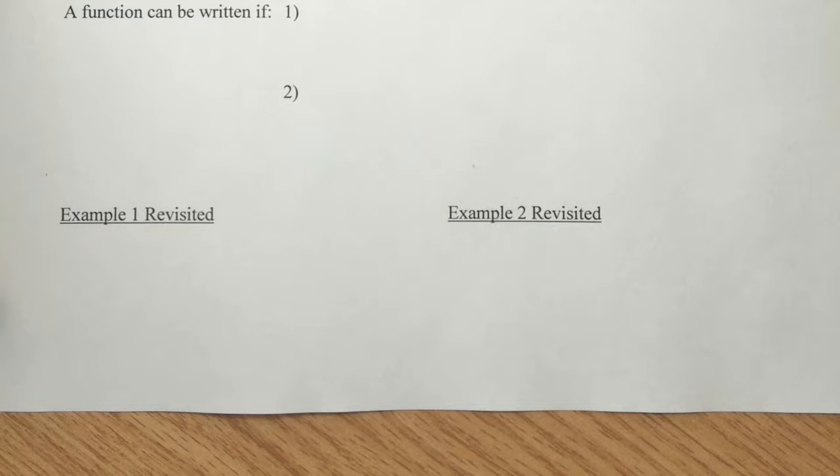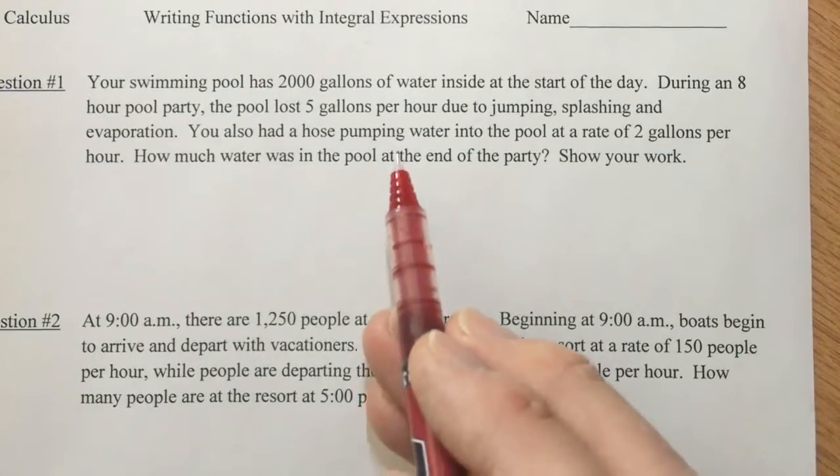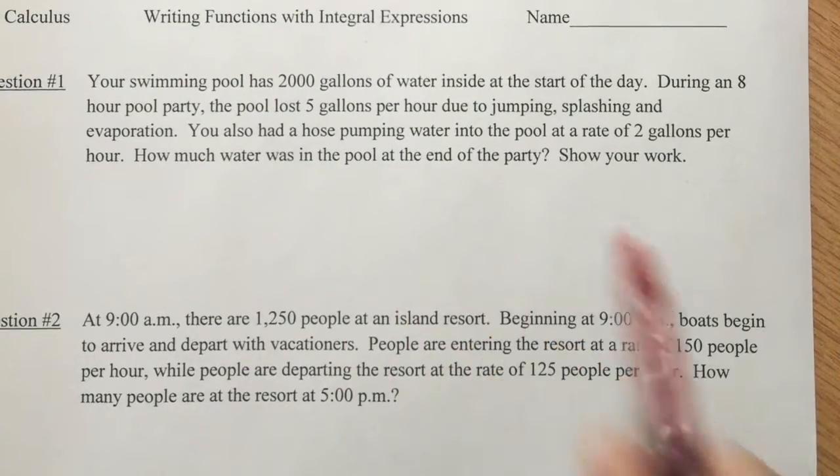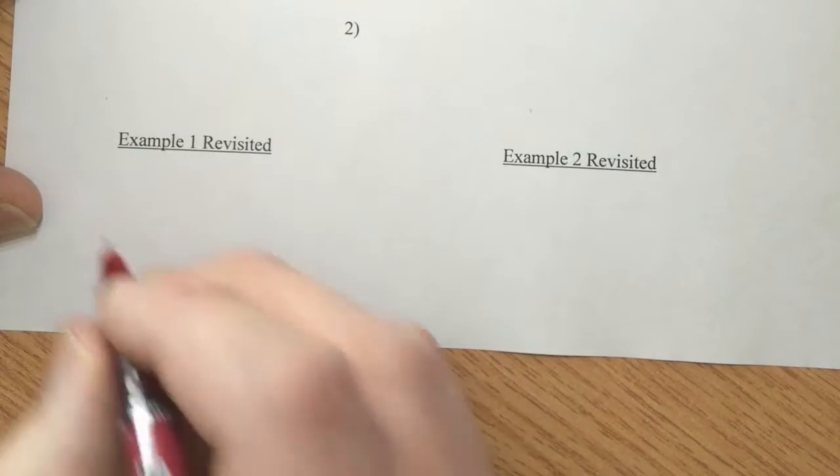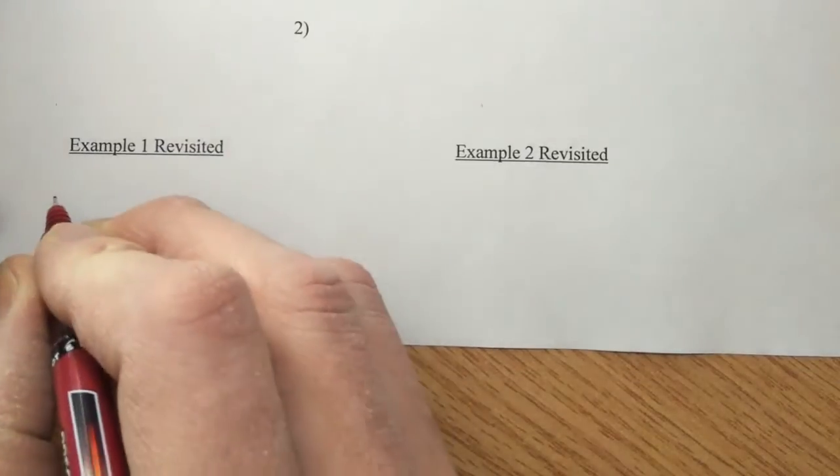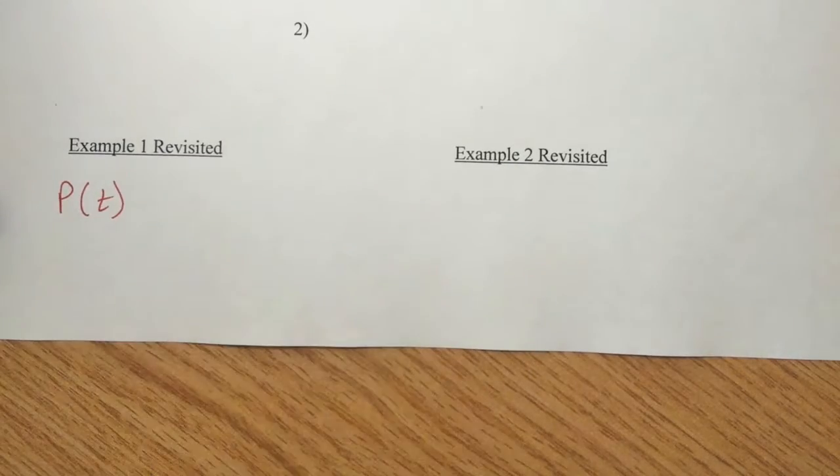Let's revisit example number 1. Let's write an equation for the amount of water that's in the pool at any time. I know in the first example it was a matter of how much water is in the pool at the end of the party. But let's write an equation for how much water is in the pool for any time. Let's call it P of T, for pool.